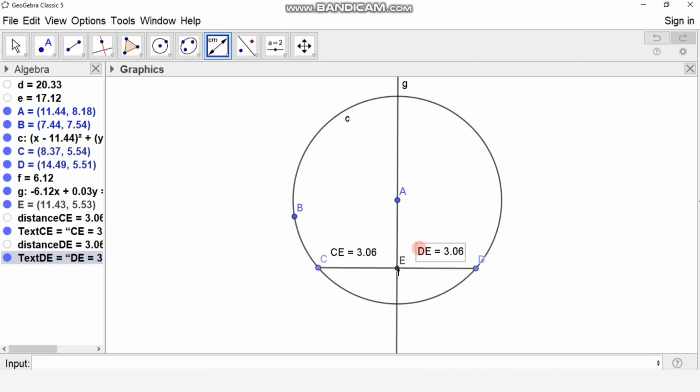That is, this line bisects the chord. So we have verified here the theorem: a perpendicular drawn from the center of a circle to the chord bisects the chord. So this is how we have verified the property. Hope you understand this concept. Thanks.